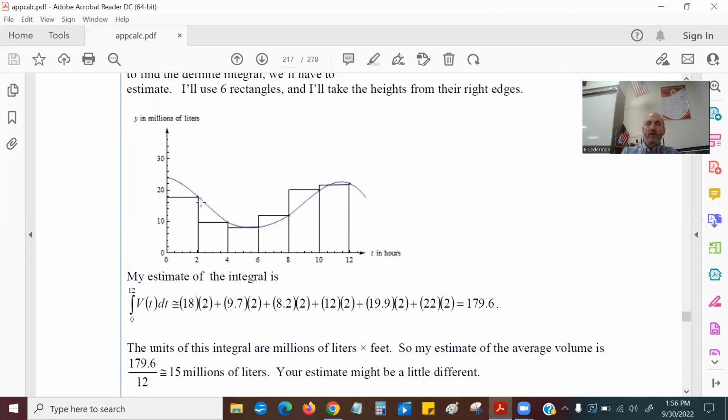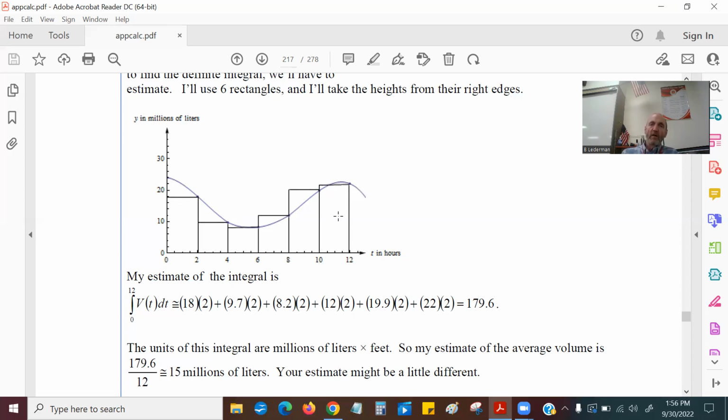So this seems to be about 18 feet high. This seems to be about 9.7 feet high. This seems to be about 8.2. The height of this one seems to be roughly 12. The height of this one seems to be about 19.9, and the height of that one seems to be 22. This is always a problem with looking at a visual graph because it's a little hard to tell. But this is what we got.